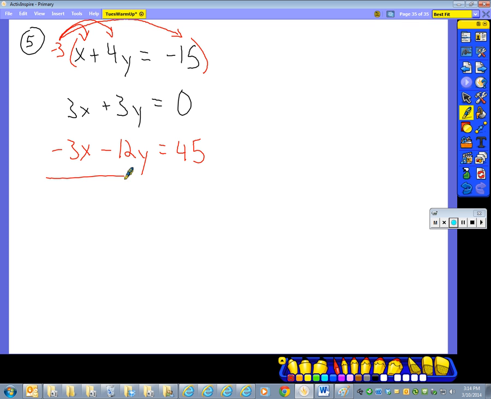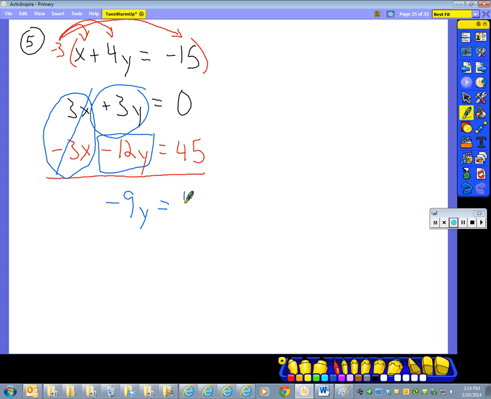And I'm going to combine these two equations. So whenever I combine them, I have a negative 3x and a positive 3x. They cancel out. Okay? They're opposites. That's what I was trying to do. Let's go with Rachel. Rachel T. A negative 12y and a positive 3y. What does that equal? Yes, negative 9y, very good, equals 45.